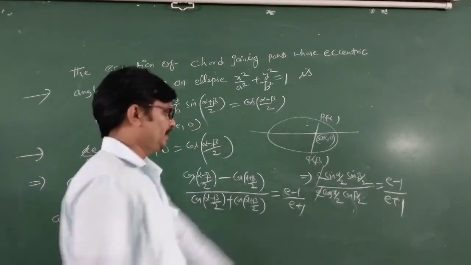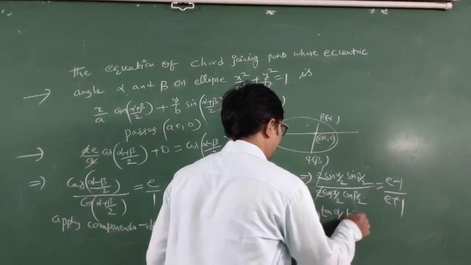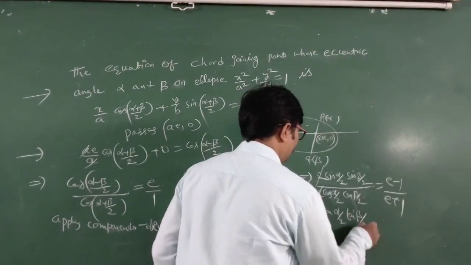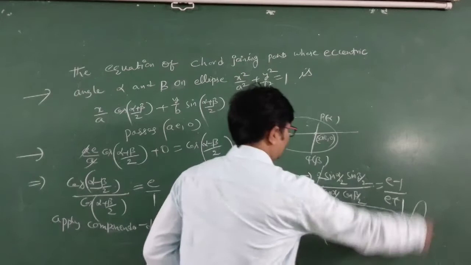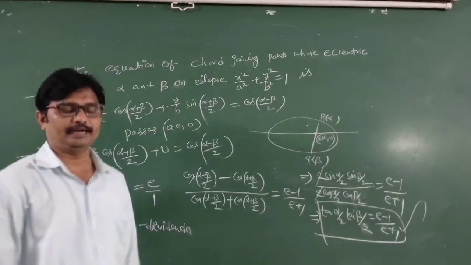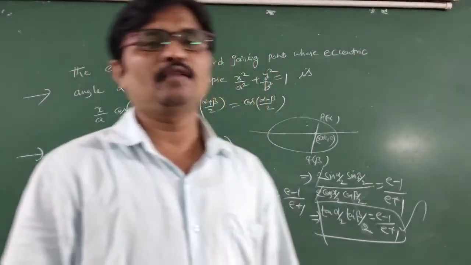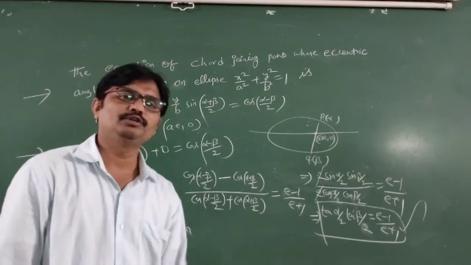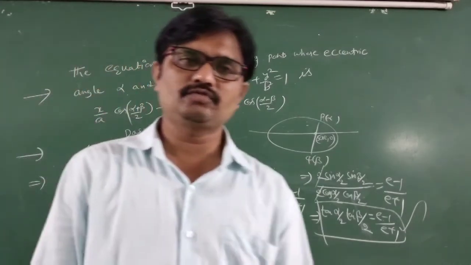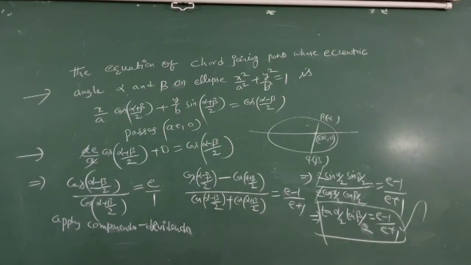So students, sin by cos is tan. The tan of alpha by 2 into tan of beta by 2 equals e minus 1 by e plus 1. This is also a very important one. That is, when PQ is a focal chord, where alpha and beta are the eccentric angles lying on the ellipse, then tan alpha by 2 into tan beta by 2 is e minus 1 by e plus 1. Okay.